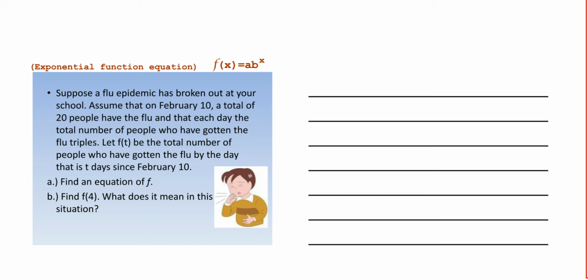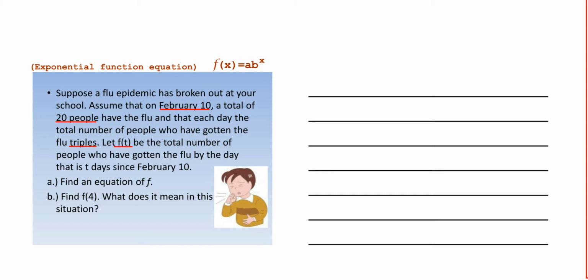Suppose a flu epidemic has broken out at your school. Assume that on February 10th, that's critical, right? A total of 20 people have gotten the flu. 20 people. Okay, on February 10th, 20 people. And that each day, the total number of people who have gotten the flu triples. Keyword there, triples. Let f of t be the total number of people who have gotten the flu. f of t is also a key variable, I would say in this case. They want us to use the variable f of t, so f and t.